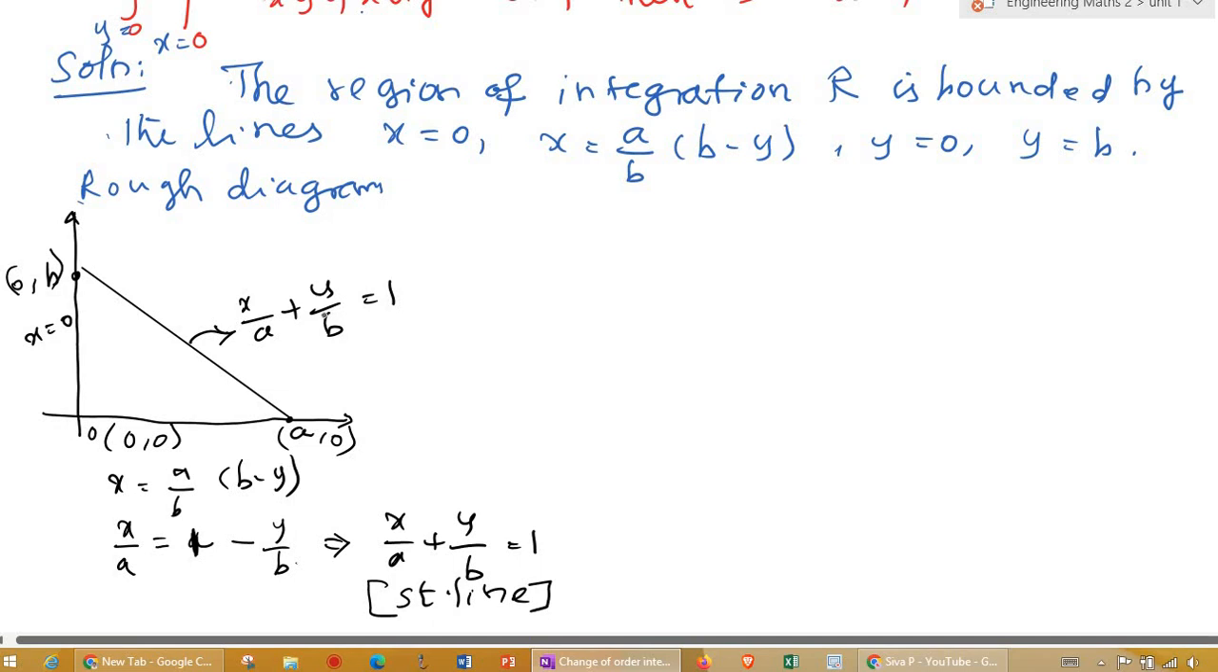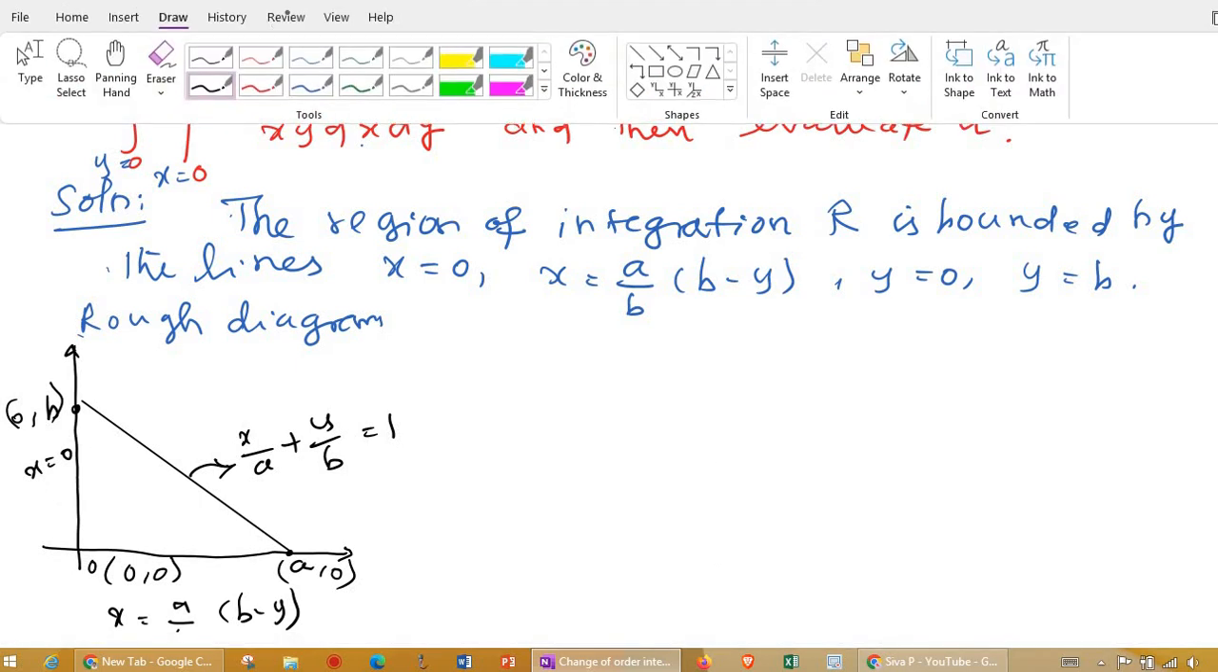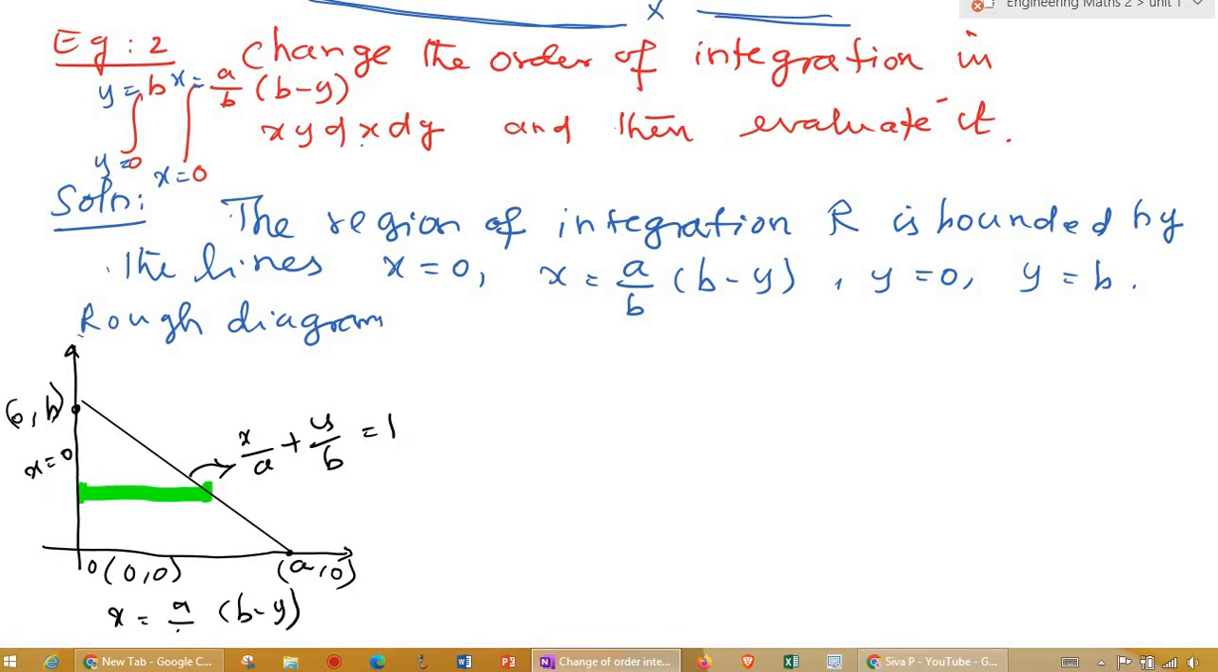So this is the rough diagram for this. Then what is the region for this? Starting from 0, you can see the region here. What is the starting point? Starting point is x equal to 0 to the straight line. Inner integration is with respect to x, na? So draw the parallel line to x axis. If you draw the parallel line to x axis here, starting from x equal to 0, end with the straight line x by a plus y by b equal to 1. Okay, that is the region.